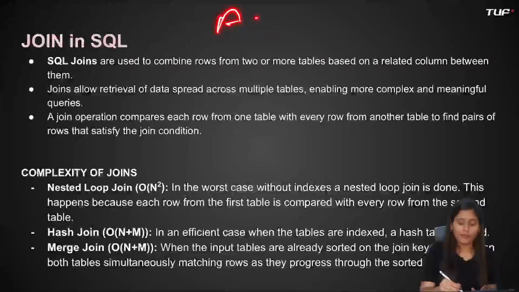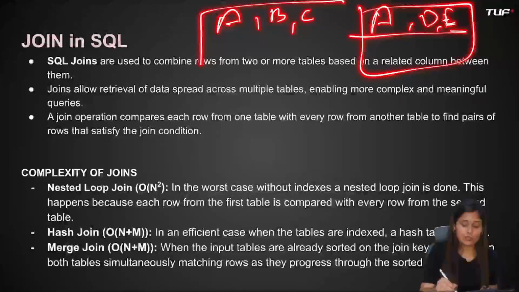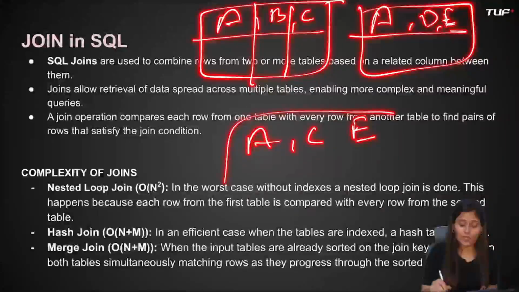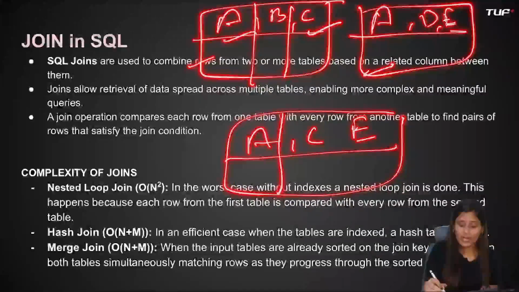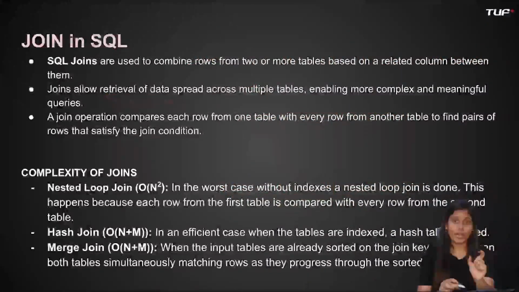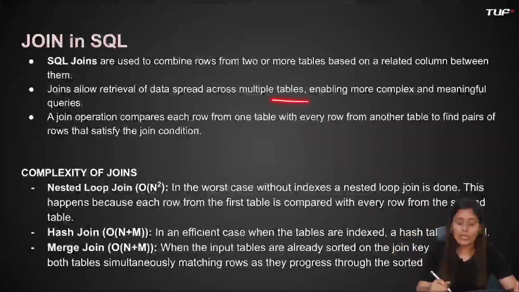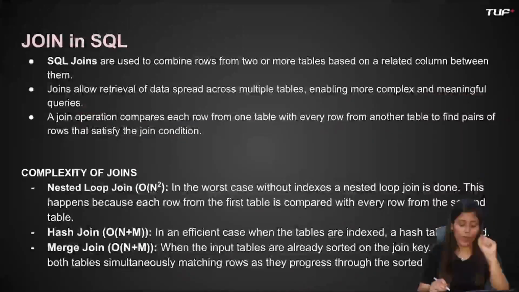Let's suppose we have tables with columns A, B, C and D, E, F. We can join these two tables. Why? Because what if we want A, C and E? We'll join these two tables and fetch A, C from this table and the E column from that table. So it allows retrieval of data which is already spread across multiple tables, and it enables more complex and meaningful queries as well.